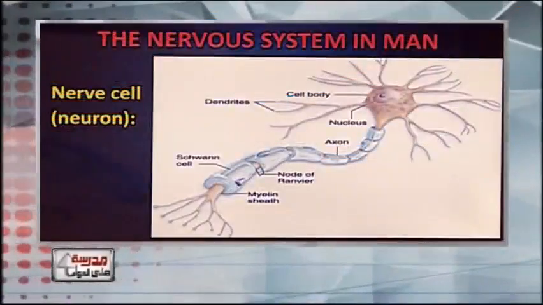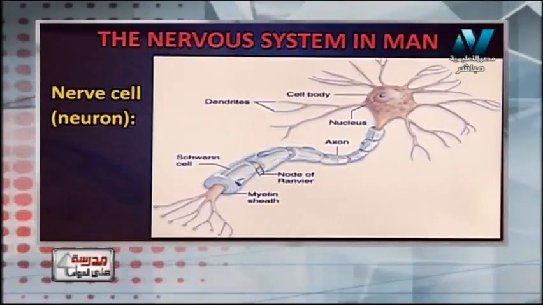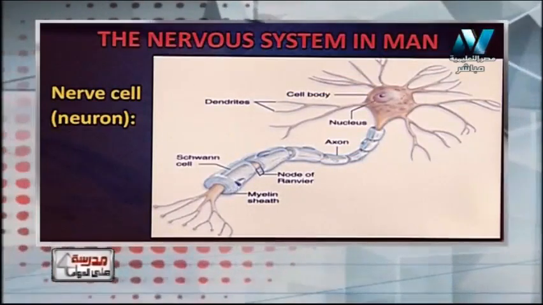The nerve cell is composed of the cyton and the axon, and surrounded by myelin and Schwann layers, Schwann cells and myelin layers, which are fatty layers. And the cyton has dendrites, and the axon has a terminal arborization, as you see in this picture.